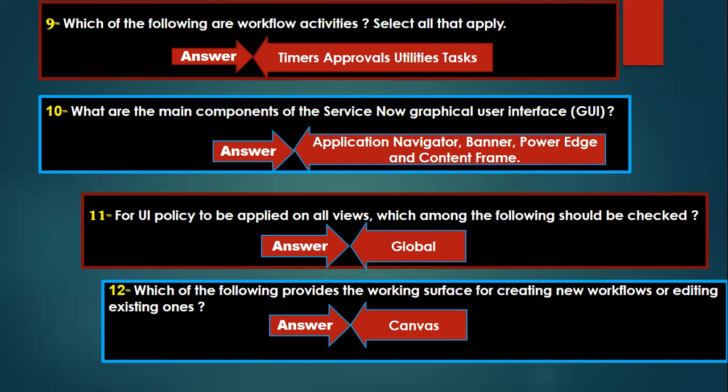What are the main components of the ServiceNow graphical user interface, GUI, or some people pronounce it gooey? The answer would be application navigator, banner, power edge, and content frame. Moving toward question number 11. For a UI policy to be applied on all views, which among the following should be checked? Global. Pretty simple, pretty straightforward.